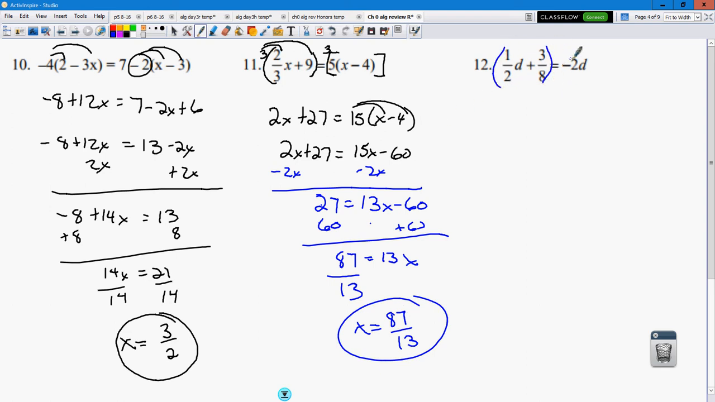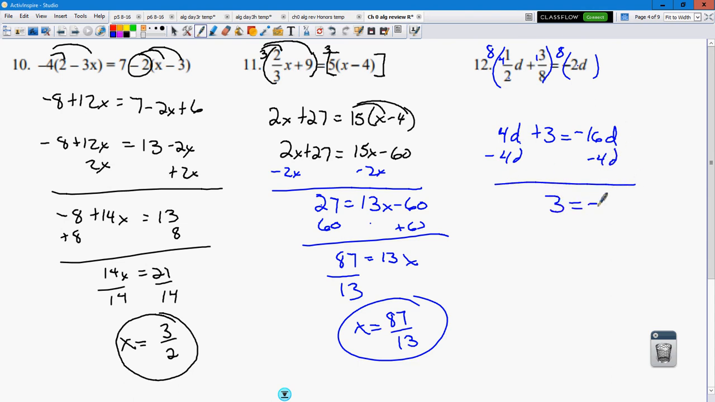Multiplying by that lowest common denominator, which in this case would be 8. 2 goes into 8 4 times. 4 times 1 is 4, so I have 4d. 8 goes into 8 once, so I'd have 1 times 3, which is 3. 8 times a negative 2, negative 16d. Because this variable is already by itself, I'm going to go ahead and subtract the 4d from both sides, leaving me 3 equals a negative 20d. And I'm going to divide both sides by negative 20. So d equals a negative 3/20.